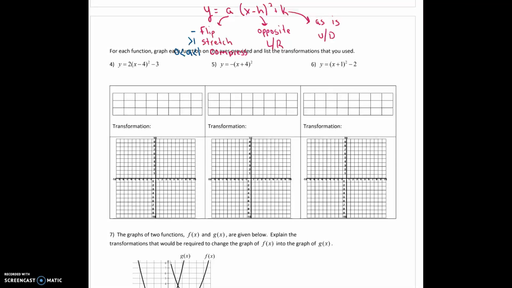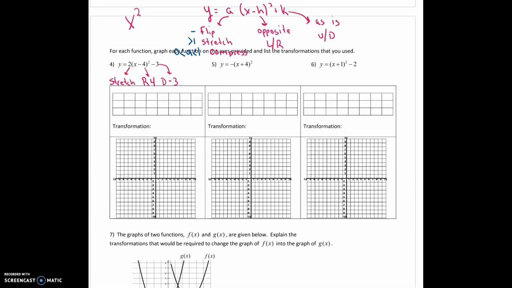So when I look at all the new things that have been added to the parent function of x squared, in my first one, this 2 is like the a up here. Since it's bigger than 1, that will make it stretch. Then I go to the parentheses. I take the opposite, so I see the 4, and since it's positive, it's going to go right 4. And on this one, I leave it as it is, and that means it's going to go down 3.